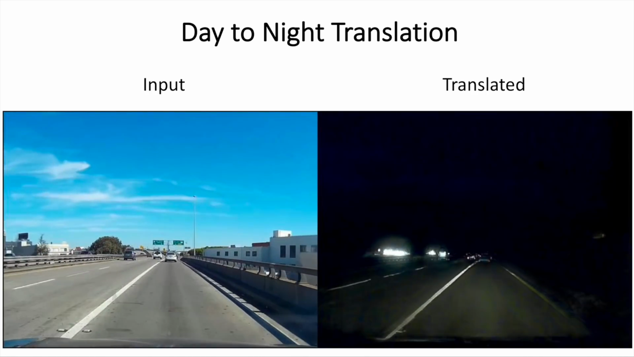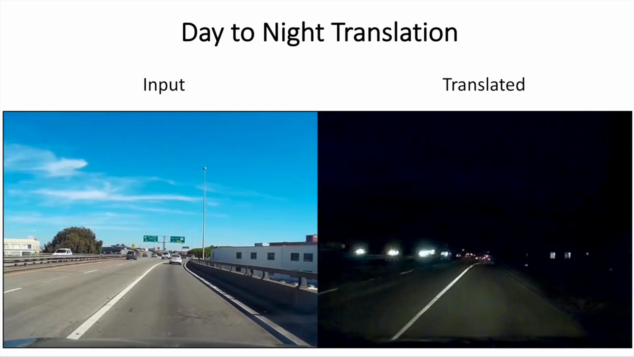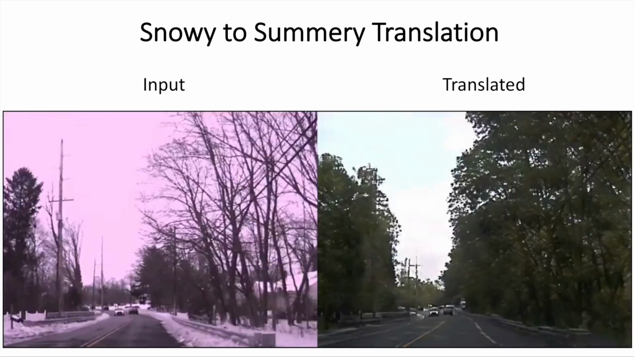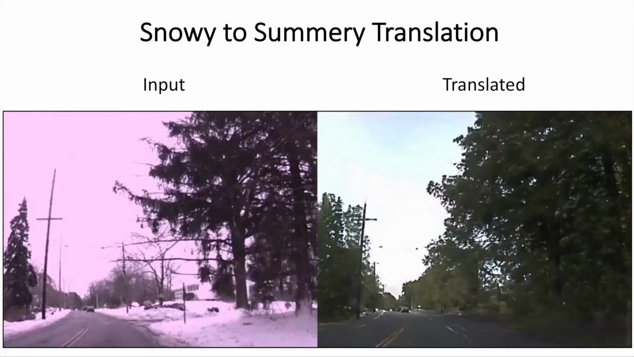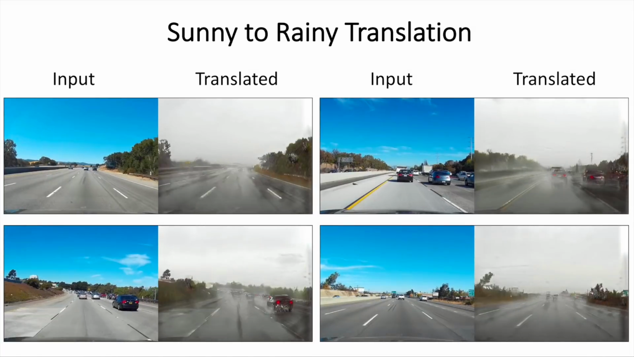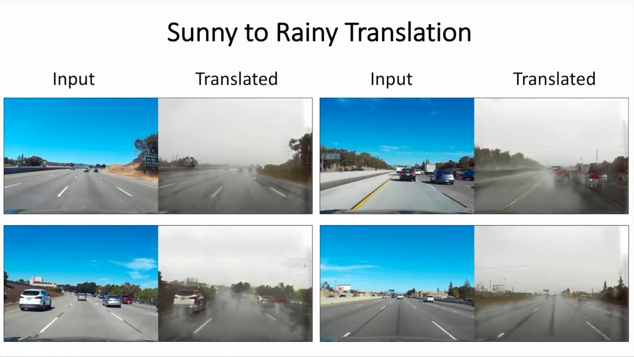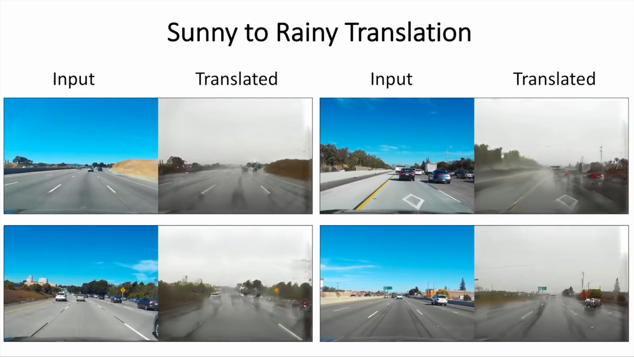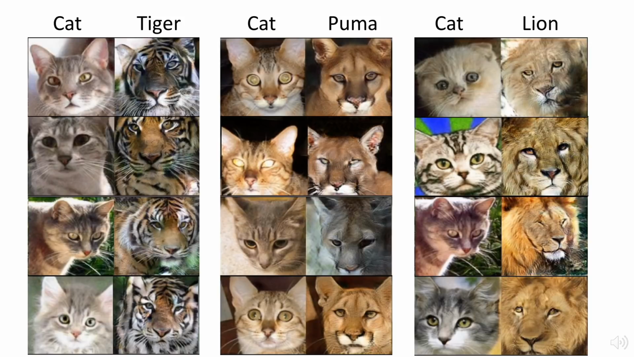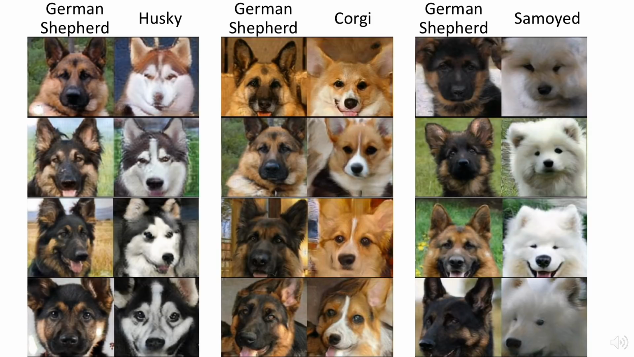Results: day to night translation. Snowy to summery translation. Sunny to rainy translation. Real to synthetic translation. Cat species translation. Dog breed translation.